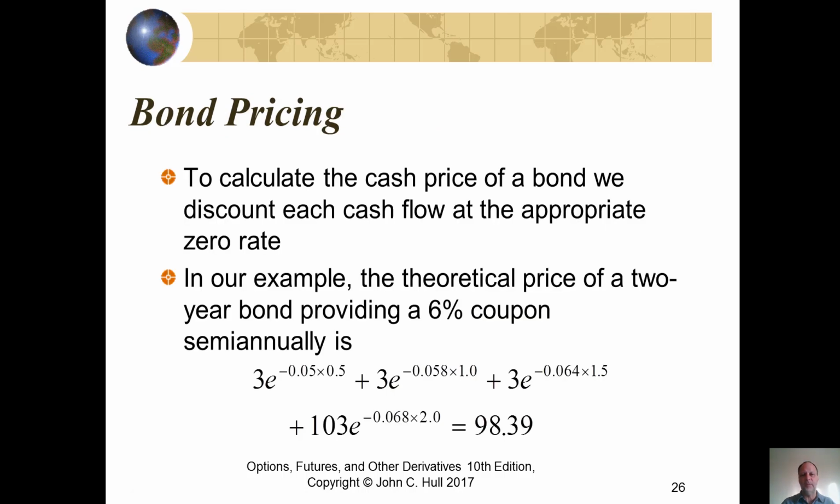We could then calculate the cash price of a bond using the appropriate zero rates. For our example, we will consider a 6% coupon bond that pays interest twice a year, semi-annually, and matures in 2 years. So we get a $3 payment in 6 months, another one in a year, another one in 1.5 years, and then at the maturity of the bond, we get $3 plus the face value of $100.